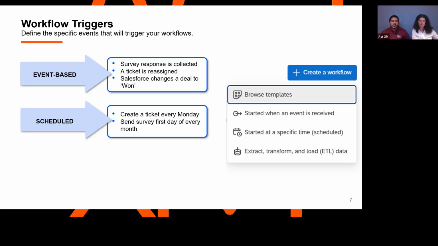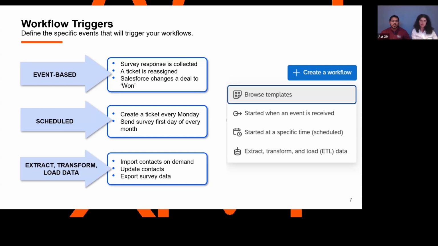The next type of trigger we have available is ETL, which is extract, transform, and load the data. Now let's talk about how we can automate ETL processes in Qualtrics. This is essential for keeping data up to date, moving it between different systems, ensuring accuracy without any manual intervention. The first step for ETL is extracting data. Qualtrics allows us to pull data automatically through workflows. For example, we can import contacts on demand, whether it's pulling in a customer list from a CRM or adding new employees to an employee experience program.